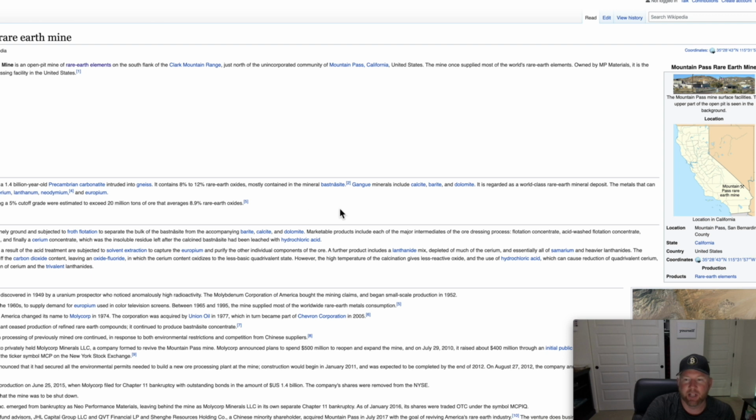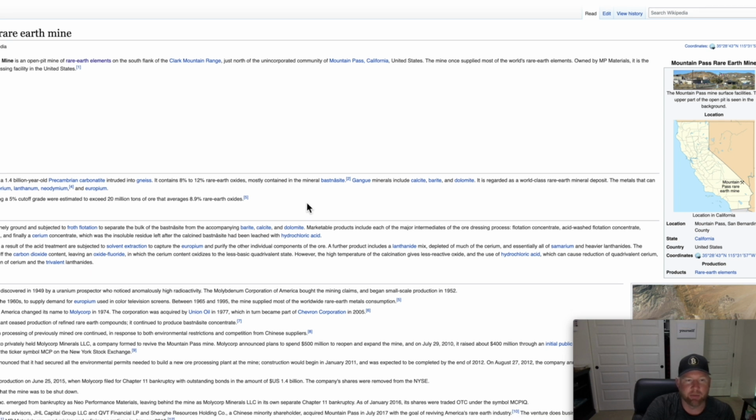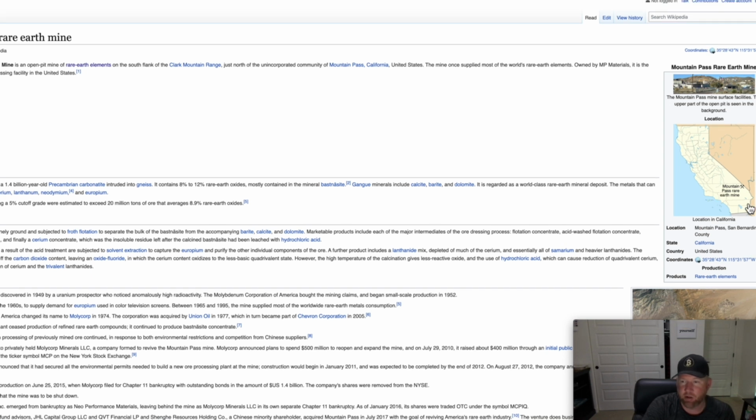So if you guys want to go check out and learn about the main rare earth deposit or mine, it's over there kind of close to Death Valley. That's basically the best way I could say it. But it's not very easy to get to. It's by Mountain Pass, California. The mine once supplied most of the world's rare earth elements. So, you know, it's been in the game before.